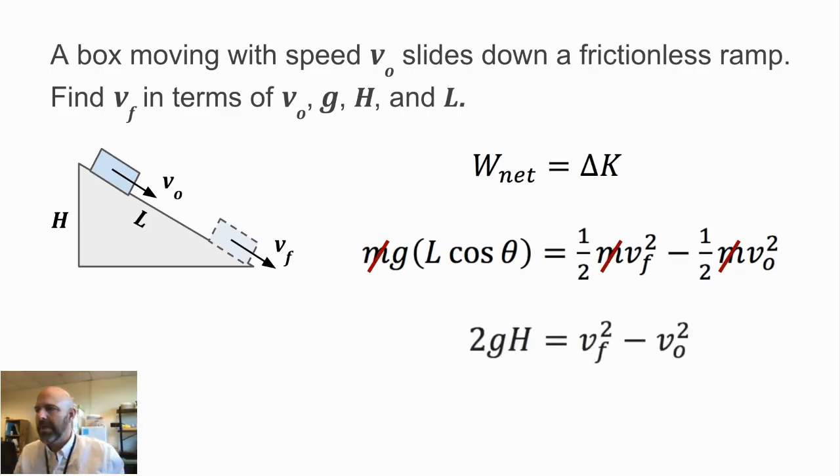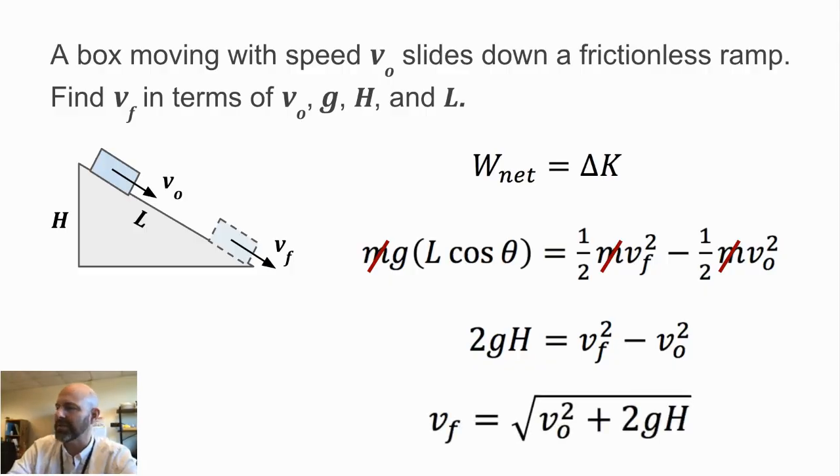The mass cancels out. Notice I've replaced L cosine theta with that height, because the angle theta between the force of gravity down and L is the angle at the top of the ramp up there, not the normal bottom of the ramp angle. So you have to be careful about that. That ends up with 2 g h equals v final squared minus v initial squared. If you solve that for v final, that's the exact same thing you would get from the kinematics equation for constant acceleration, which is kind of interesting.